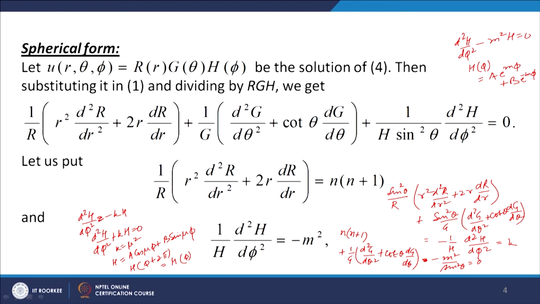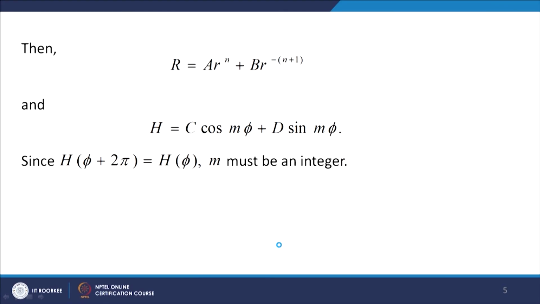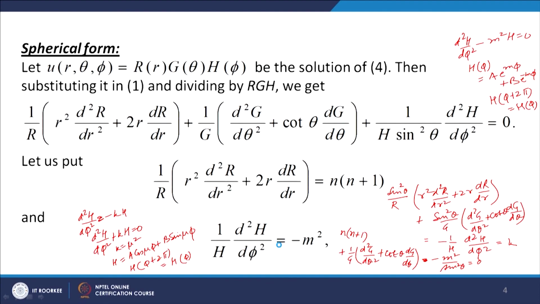Now, here we require that h(phi + 2 pi) be equal to h(phi). This cannot be fulfilled here, and therefore taking (1/h) d²h/dphi² to be positive, m², is not appropriate. Now, let us look at this equation, (1/r²) r'' + 2r dr over dr.